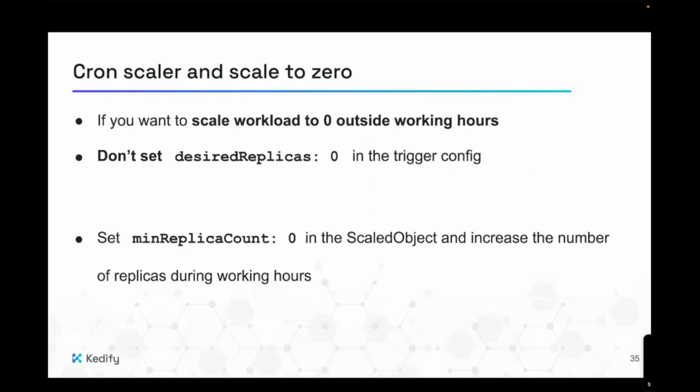So the recommendation is actually to do it vice versa. Specify the workload to scale to 0 all the time, and in the cron schedule define when we would like to be at least at some amount of replicas. So think about it the other way around.